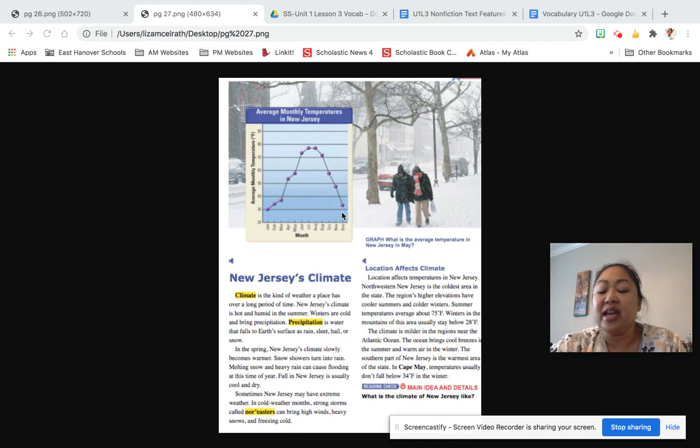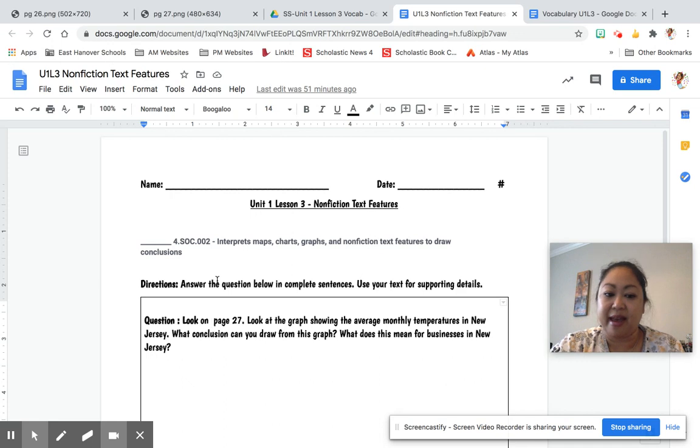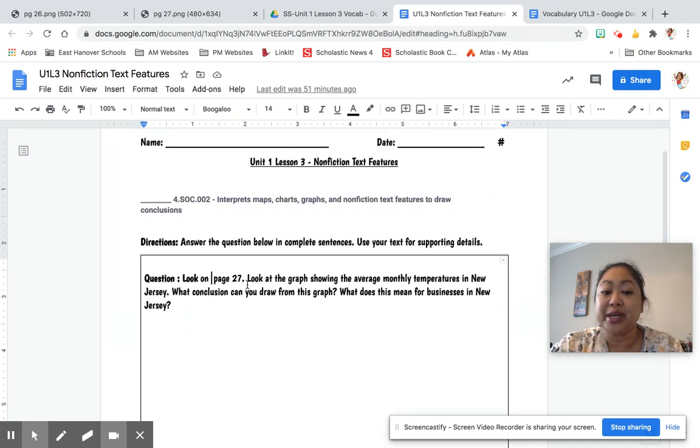Okay, so thinking about New Jersey and thinking about the next activity that we have to do, I'm going to show it to you. You have to use that graph to help you answer this question, okay? Now it says, look on page 27, and that was the graph. Look at the graph showing the average monthly temperatures in New Jersey. What conclusion can you draw from this graph? That's the first question. And there's the second, which is, what does that mean for businesses in New Jersey?